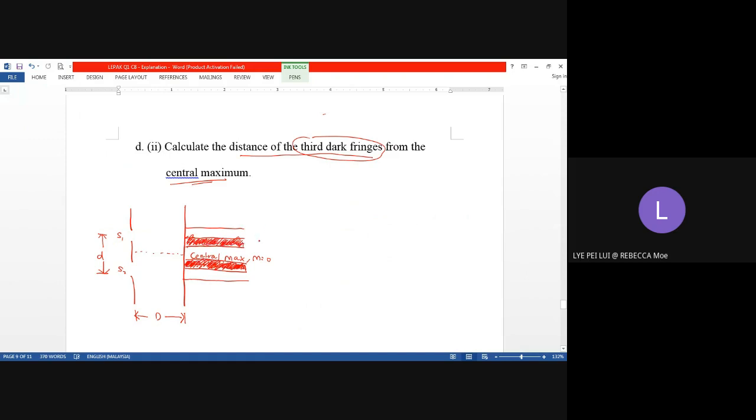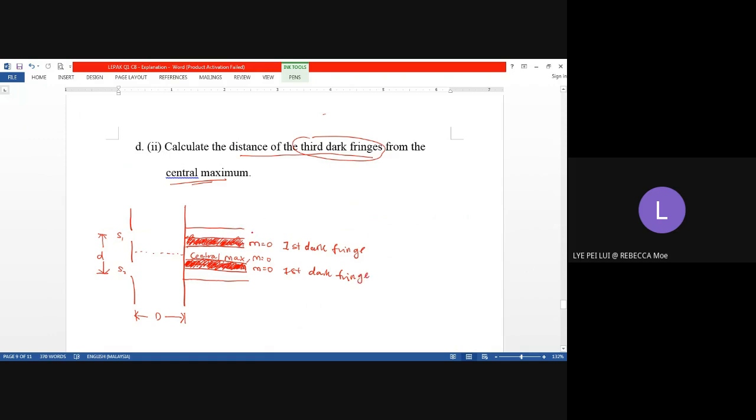All right, so I have when m equals 0, central max. This one also m equals 0, but we already label it as the first dark fringe. This one is the first dark fringe.